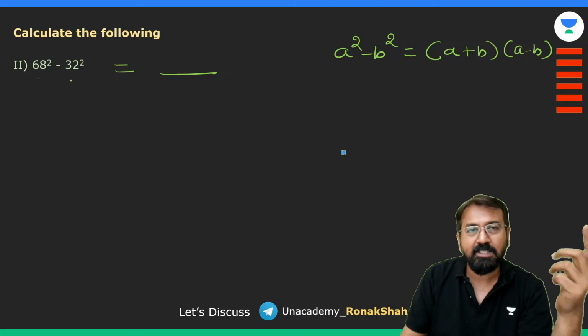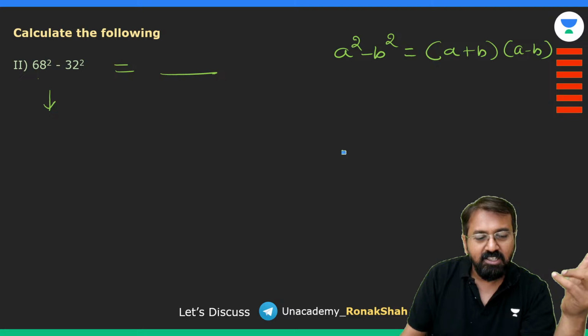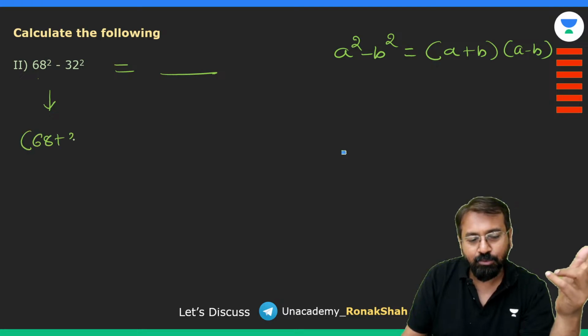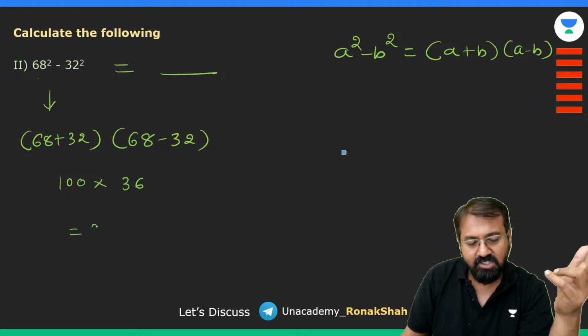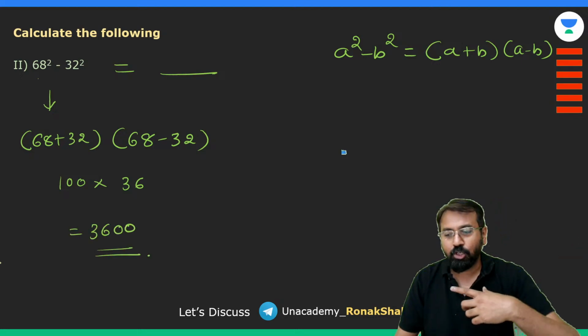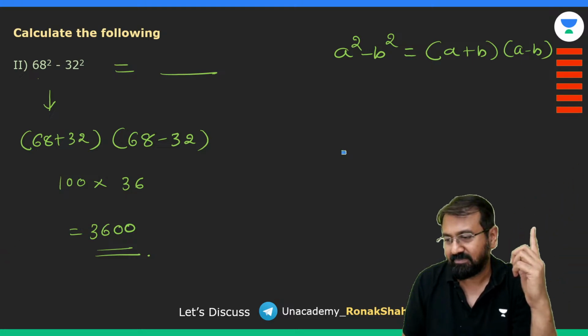See, 68 plus 32 is going to be 100, and 68 minus 32 is going to be 36. So this is 100 into 36, which is 3600. So please observe such things. You need not go in the same manner every time.